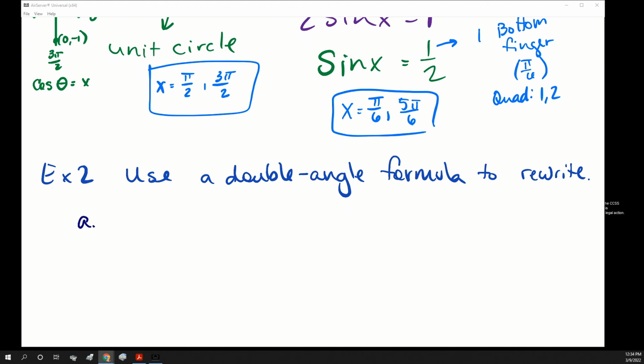We're going to do a couple of these. So the first one, we have the quantity cosine of x plus sine of x times the quantity cosine of x minus sine of x.